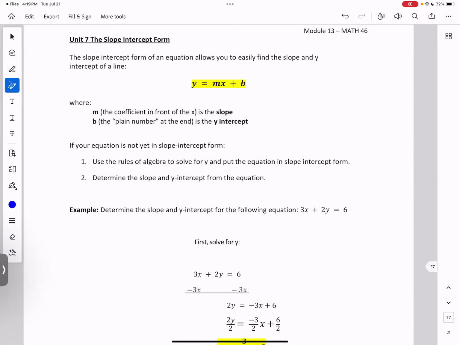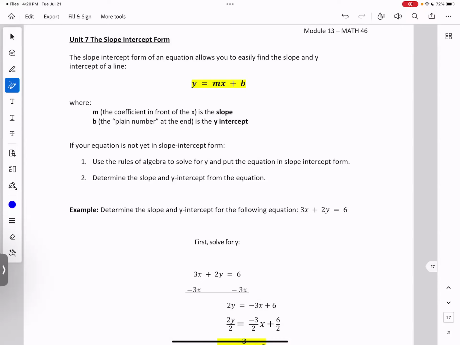There's one more method that I want to show you for graphing, and that's using the slope-intercept form. And I really feel like this is the best method. You're going to love it. It makes things easy. Don't be mad at me that I showed you the other two ways. They're super important conceptually, but this way is pretty awesome.